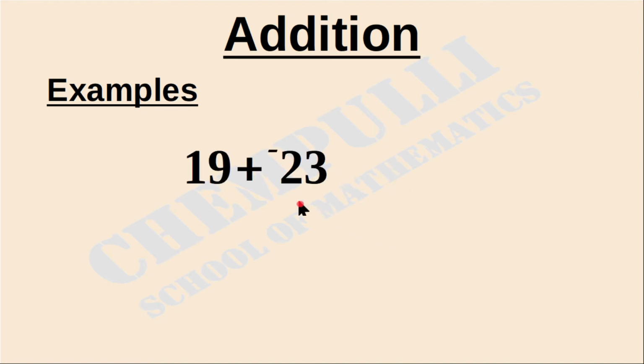So another example, 19 plus negative 23. In this case, the operation is addition. Here, what is the sign of 19? Only 19 means the sign is positive. That is, 19 is positive 19. Then what is the sign of 23? The sign of 23 is negative. That means both signs are different. In different sign case, find the difference of those two numbers. That means we have to find the difference of 19 and 23. That is 23 minus 19. What is 23 minus 19? We know the answer is 4.